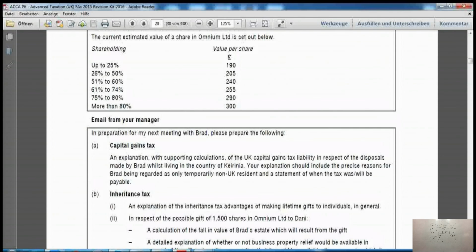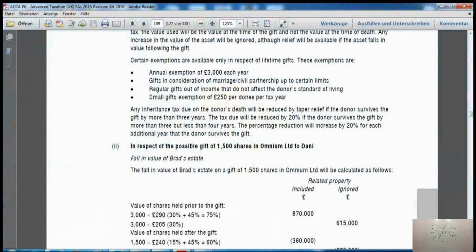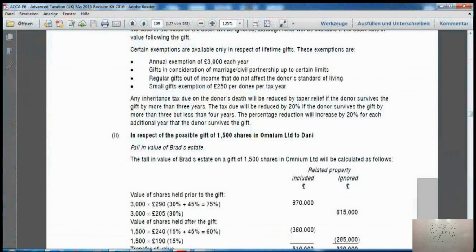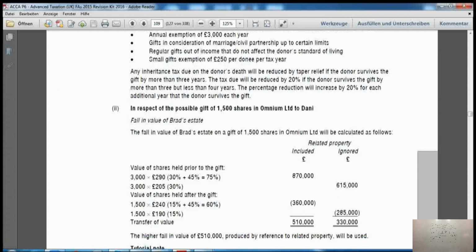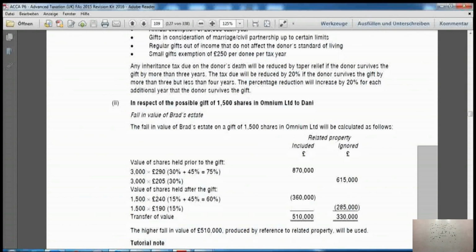Now if we ignore the related property, how many shares has he got now? He has got 1500 shares, which is 15% of the company's shares. So his value of share would be 190 if we ignore the related property. Let's go back to the answer and check ignoring related property. That's 190, as you can see. 190 multiplied by 15%, so it is 285. Now ignoring related property and including it, the higher result of transfer is including related property, which is £510. The higher falling value of 510,000 produced by reference to the related property will be used, as you can see in your exam kit. Alright, so we'll take the higher of these.